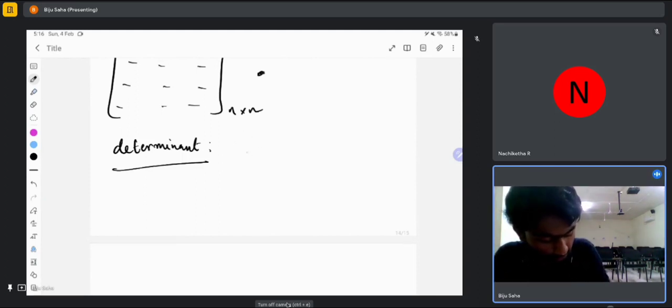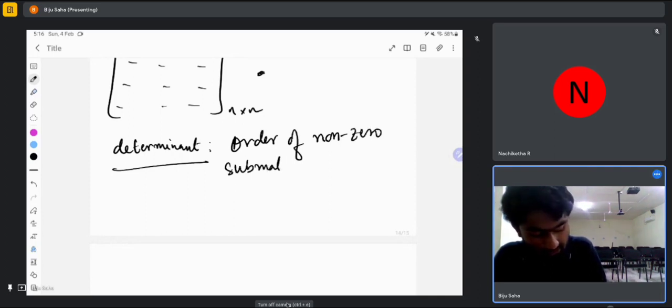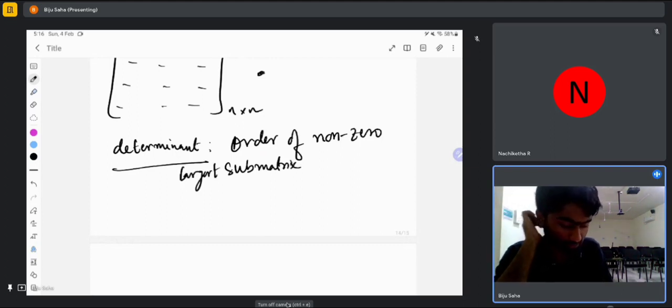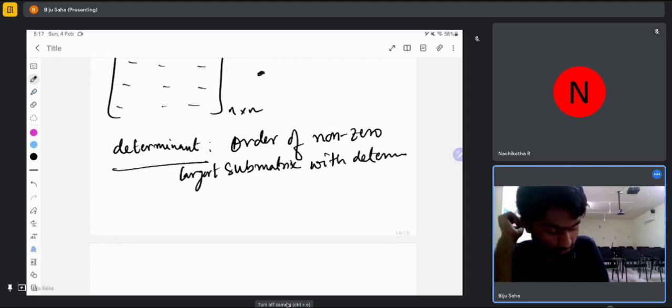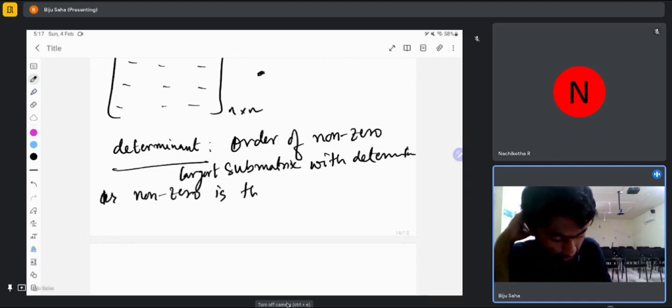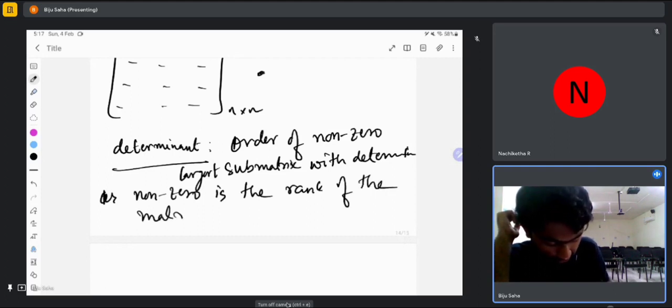So the order of the largest non-zero submatrix, the submatrix with determinant as non-zero, is the rank of the matrix. So that is another way of calculating the rank of the matrix.